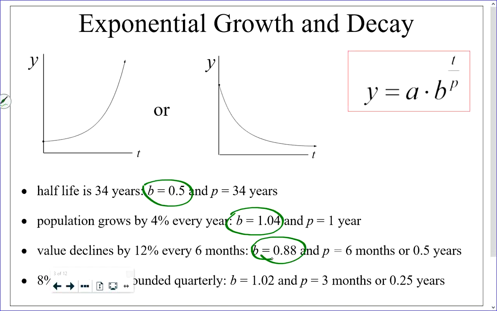I'm losing 12%. So if I take whatever I have, that's 100%. If I subtract 12%, that's 88%. That's where I'm getting the 0.88 from.